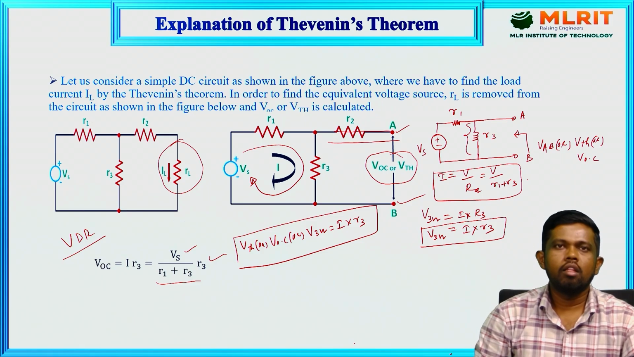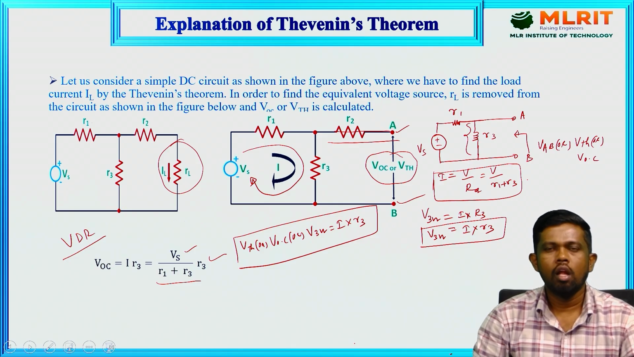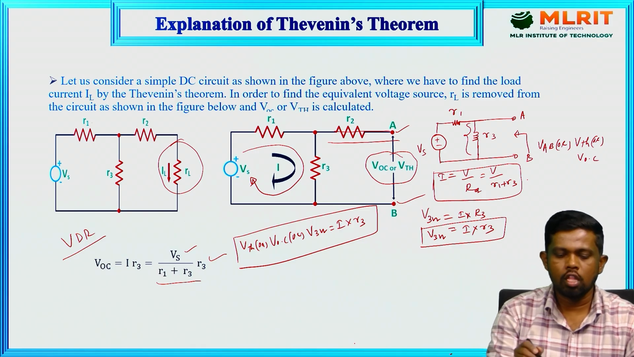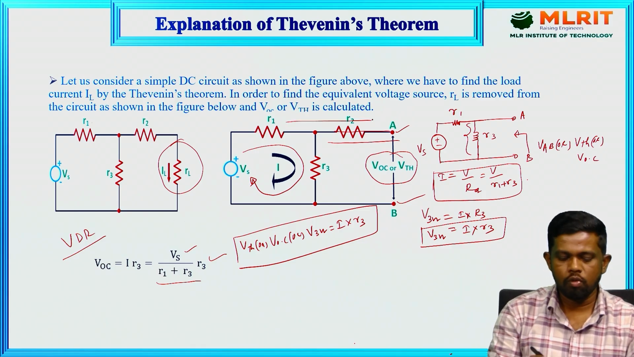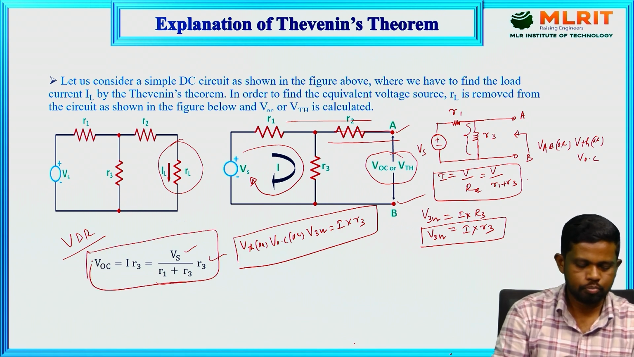While calculating the VTH or open circuit voltage of any circuit, we can simply remove the load resistor from the load terminals and keep the corresponding terminals open. Whatever voltage we get across those two points is called the Thevenin voltage. We have done it according to this method and also according to this method. So both are the same only.